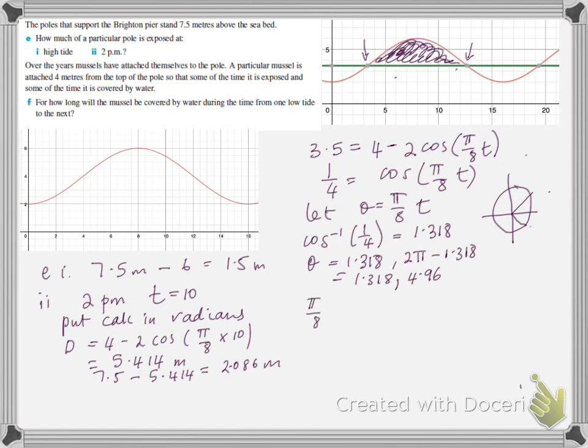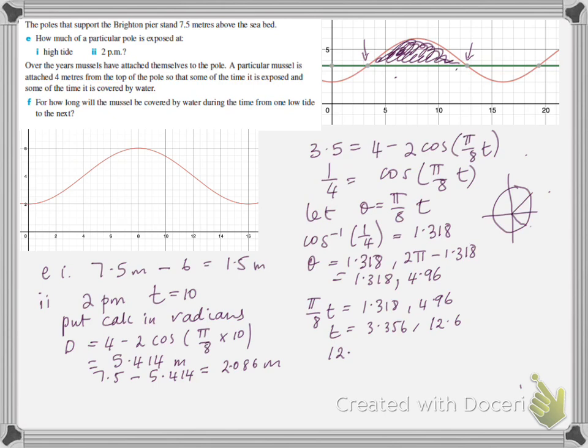But now I have to substitute back in for theta. So pi on 8 t equals 1.318 and 4.96. And then if I solve for that, I end up with 3.356 and 12.6. Now, they represent those 2 points that I've marked on the graph, but we want to know for how long. So we need to subtract one from the other. So 12.6 minus 3.356, and that's going to give me 9.23, I think. I want to double check that.